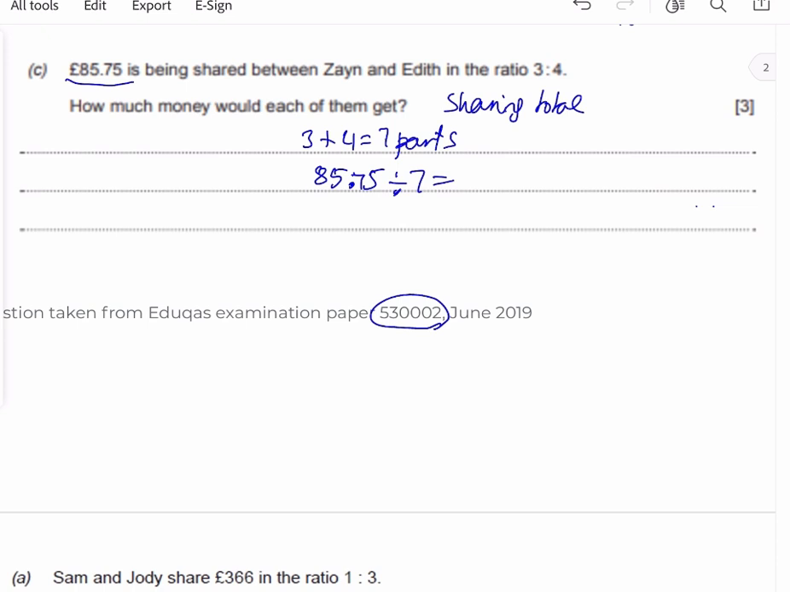So this is a calculator question, so use the calculator here. 87.75 divided by 7 equals £12.25. That is 1 part. So to work out how much each person gets, we multiply £12.25 by 3 to get Zane's part, and £12.25 times by 4 to get Edith's part.